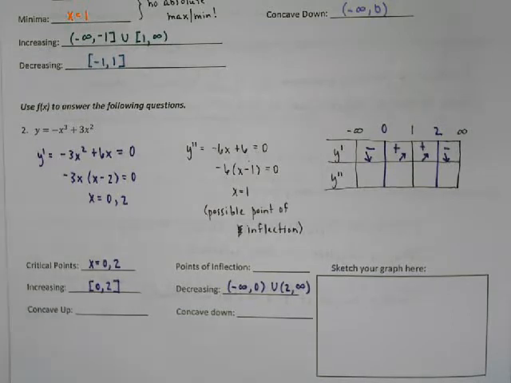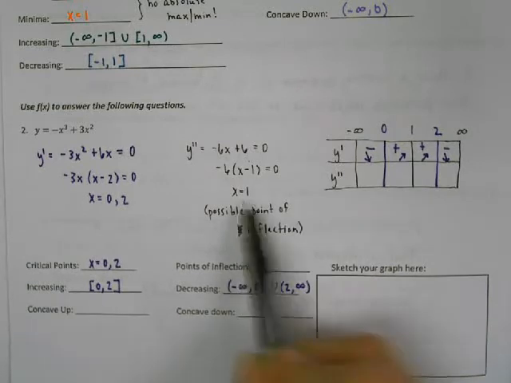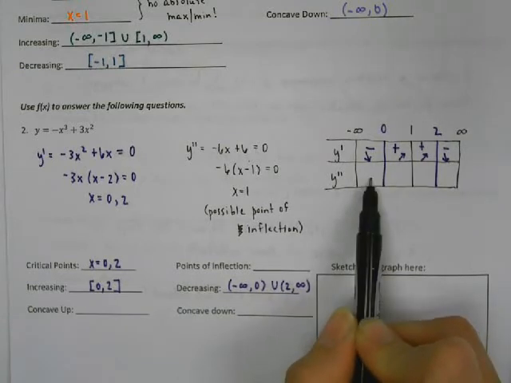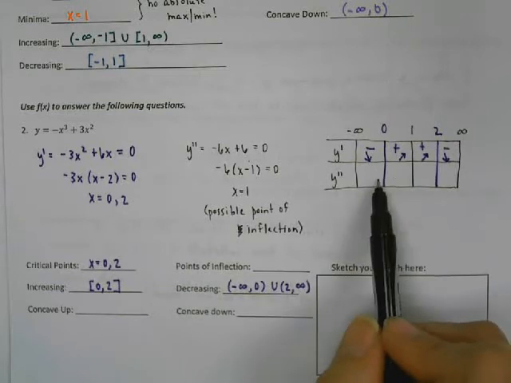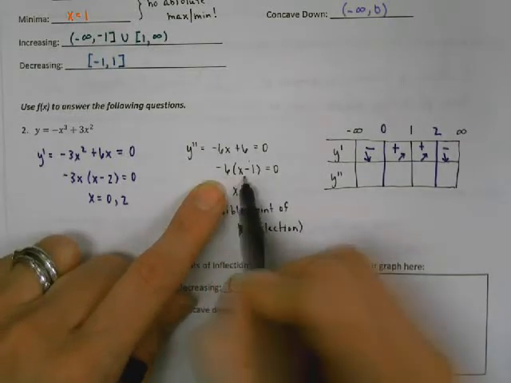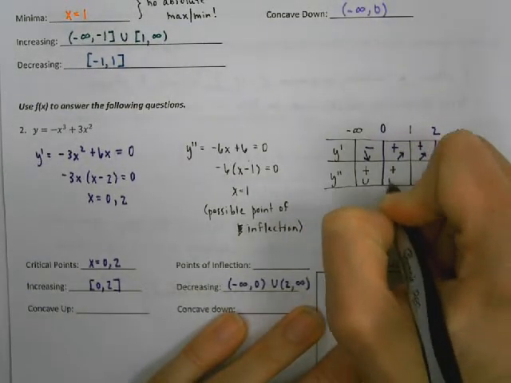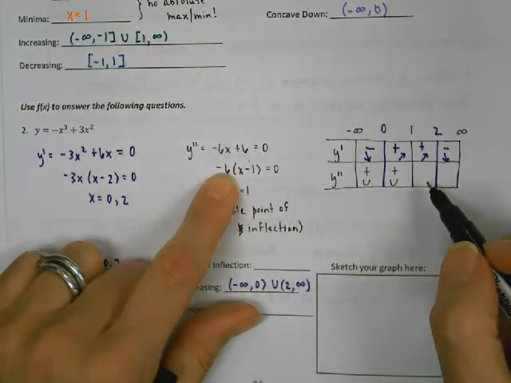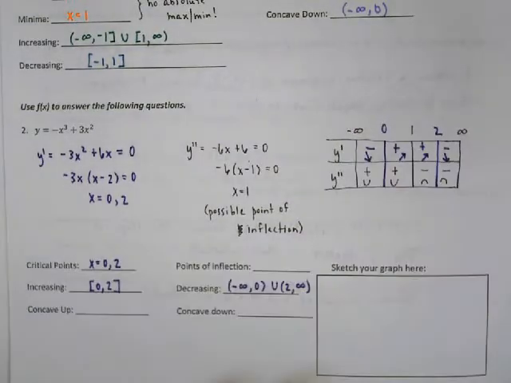So now, looking at my second derivative, since my only possible point of inflection was at x equals 1, I just need to test one point that's less than 1 and one point that's greater. So I'm going to plug in 0. If I do that, I get a negative times a negative, which is a positive. So I'm going to be concave up. If I plug in, say, a positive 2, now I have a negative times a positive, so I'm going to be negative or concave down.